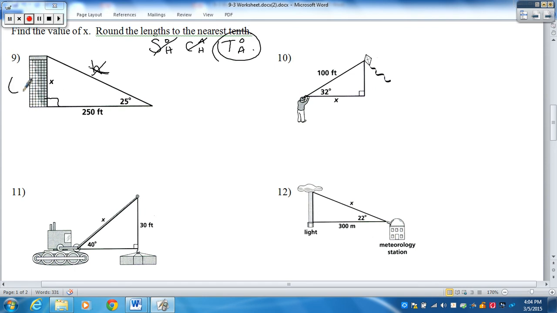If I label the opposite side, that's this side. The adjacent side is that side. And so I'm going to set up my trig function. The tangent of 25 is equal to the opposite over the adjacent. Okay? Now, if you remember when we went over this, we went ahead and set these into a proportion. So it's over 1, and you just cross multiply.